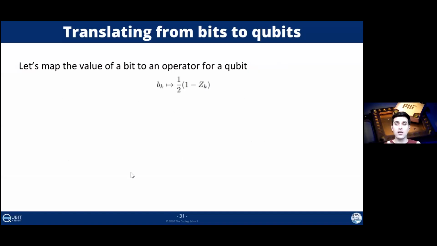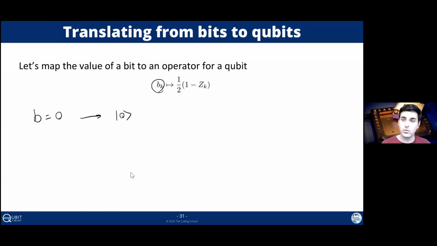Okay, the mapping is actually fairly straightforward. So let's do the following. Let's map the value of a bit to an operator for a qubit using the following mapping. So here I have the bit B gets mapped to 1 divided by 2 times 1 minus the Pauli Z operator acting on that qubit. So if I have my bit, which I'm just going to show as B, is equal to 0, well, the corresponding qubit value is also going to be 0. And now the operator that I told you is this 1 minus sigma Z.